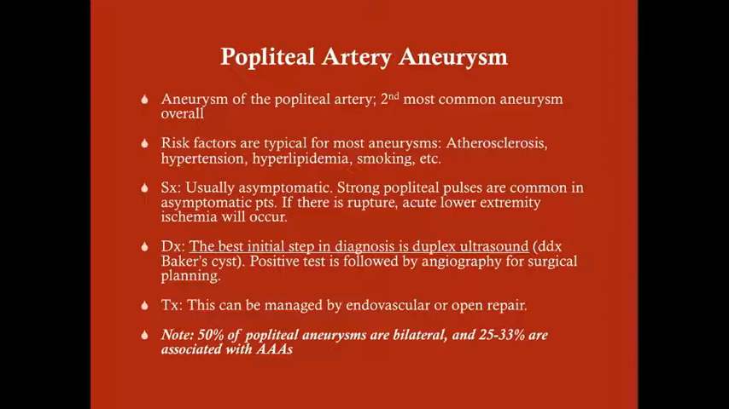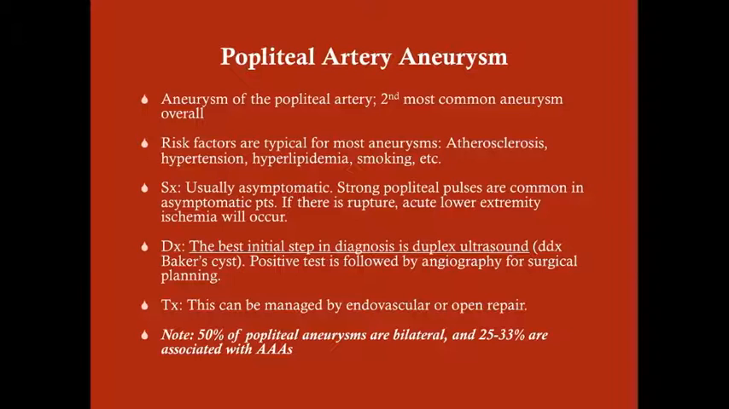This is just diagnosed on physical examination, and what you're going to note is strong popliteal pulses, and this is quite common. So if a patient does have risk factors for atherosclerosis, this is something that you should be checking for, because this is a silent disease until there's a rupture. So strong popliteal pulses are common in asymptomatic patients. If there is a rupture, then ultimately you're going to get acute lower extremity ischemia.